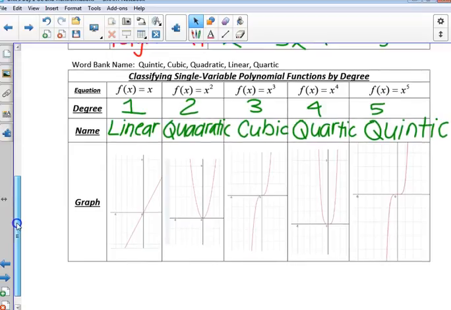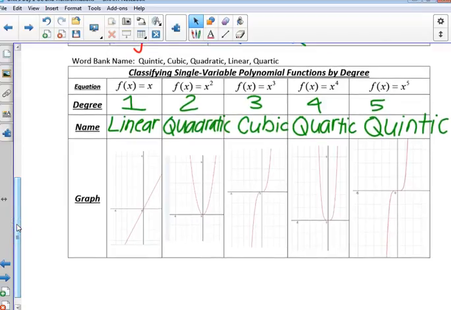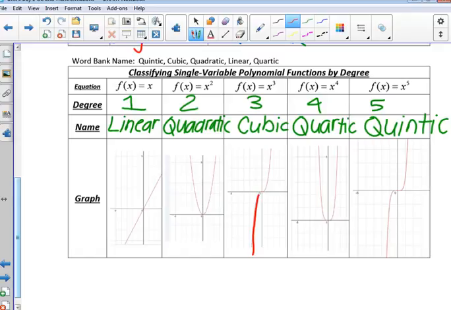What you'll see down here also are the parent graphs. So we already know linear is a straight line. On yours it's really bad, so you might need to retrace it. A quadratic, everyone knows it's a U. And then our cubic comes up from the bottom, kind of swirls through the origin, and continues up.